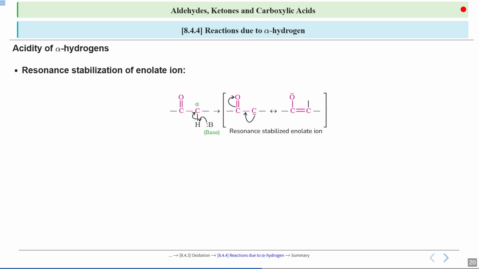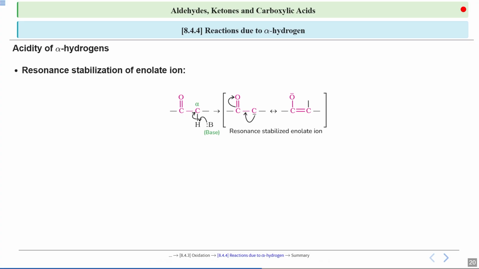This is because the carbonyl carbon, which is electron deficient, will withdraw the electron density from this alpha carbon, which will make this carbon-hydrogen bond more polar. So the hydrogen which is attached to the alpha carbon is quite acidic. So now a base will come and abstract this hydrogen, and you will see a resonance stabilized enolate ion.